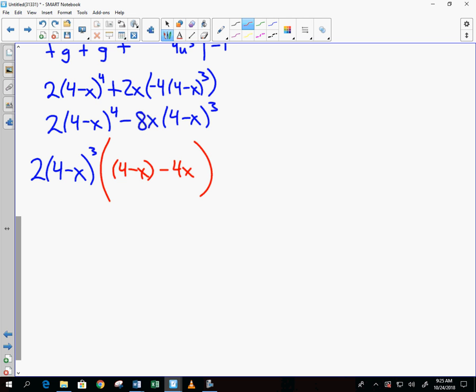So I took the 2 times 4 minus x to the 3rd power out of this, so I just have a 4 minus x. And I took it out of this. That 4 minus x to the 3rd is gone, but from the 8x, I have 4x left over. Can you combine any terms here? What terms can you combine? Negative x and negative 4x make negative 5x. So this is 4 minus 5x, isn't it? So my final answer is 2 times 4 minus x cubed times 4 minus 5x.